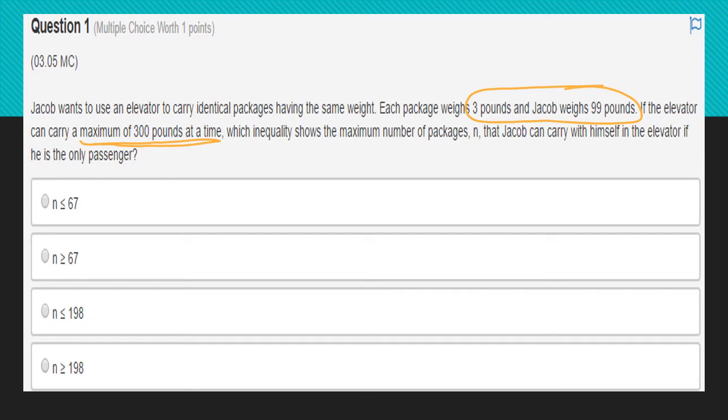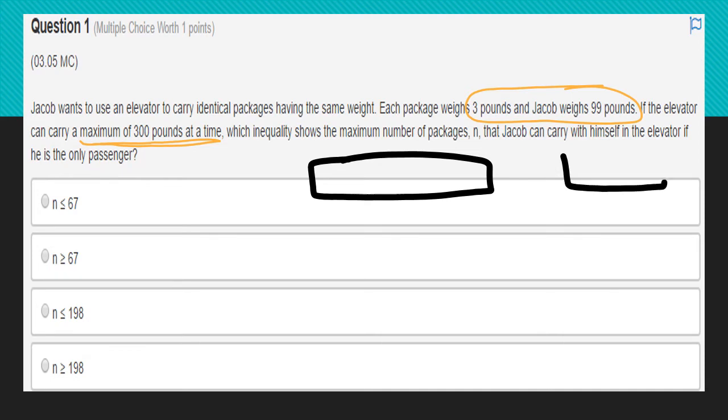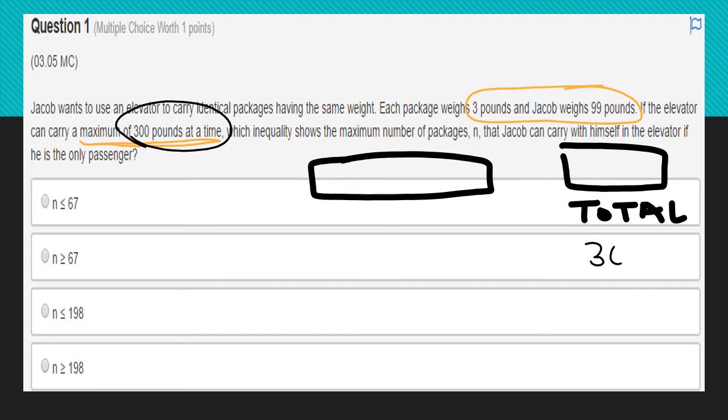To do this problem, we want to set it up as an inequality so that we can solve it. When we do that, we put everything on one side, and then on the other side, we usually put our total. So that's how we're going to set this up. In this case, we know that our total is 300 pounds, and it's saying a maximum of 300 pounds. So that means that's the greatest it could be. It could be equal to, so we put the line underneath it.